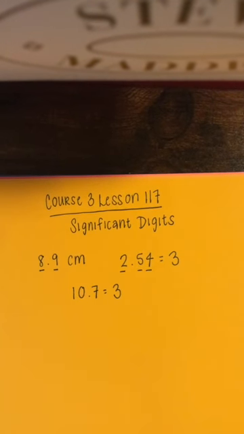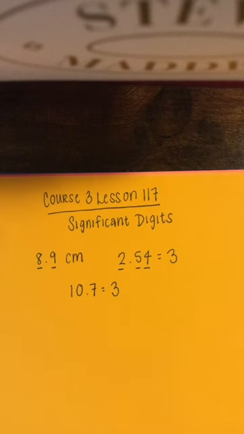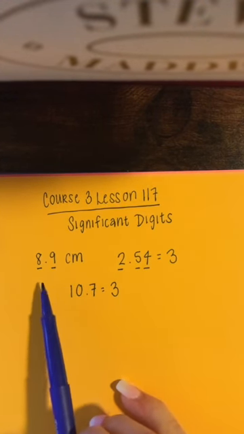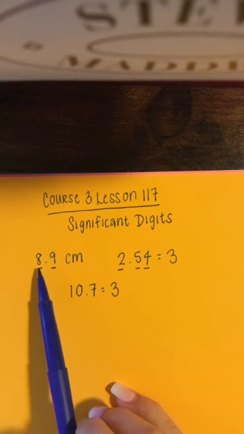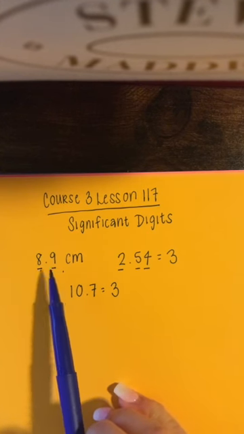Course 3, Lesson 117, we'll go through significant digits. Significant digits are the number of digits that we use to express a measure with confidence. For example, the measurement 8.9 centimeters has two significant digits. We have 8 and 9.